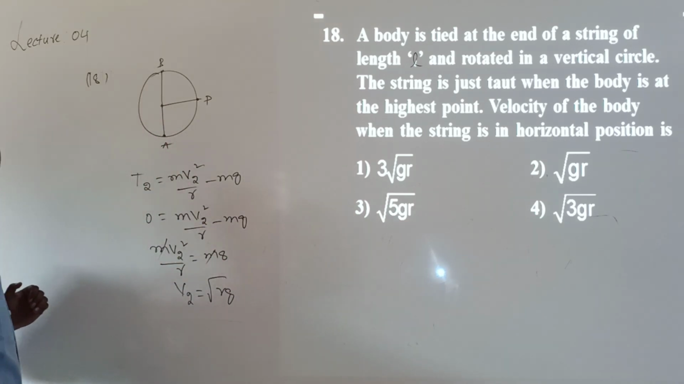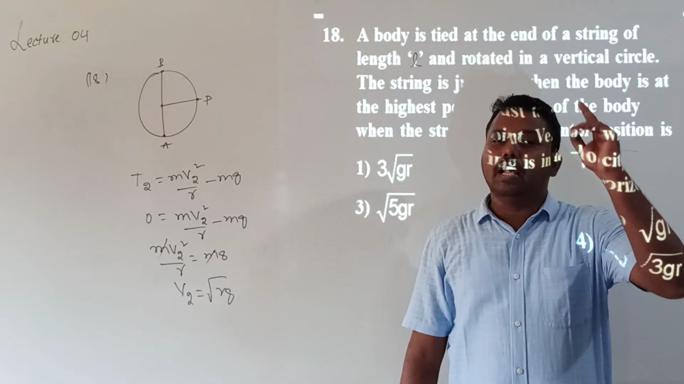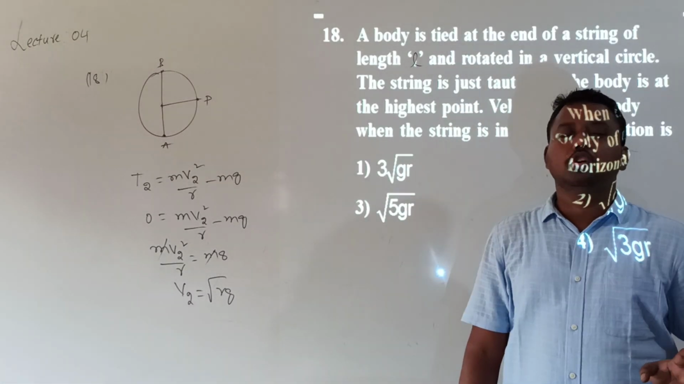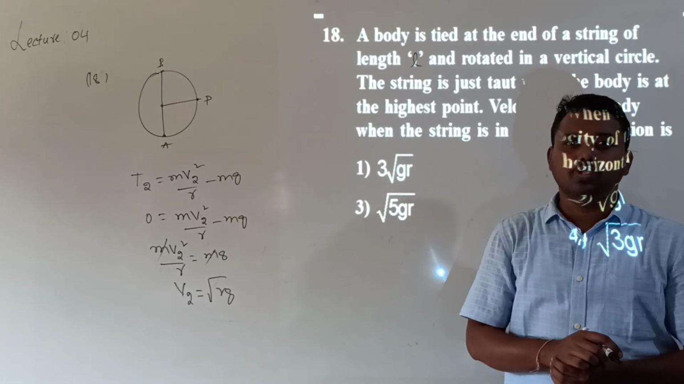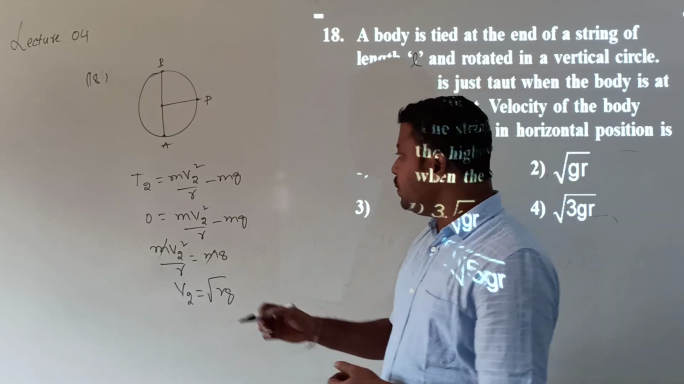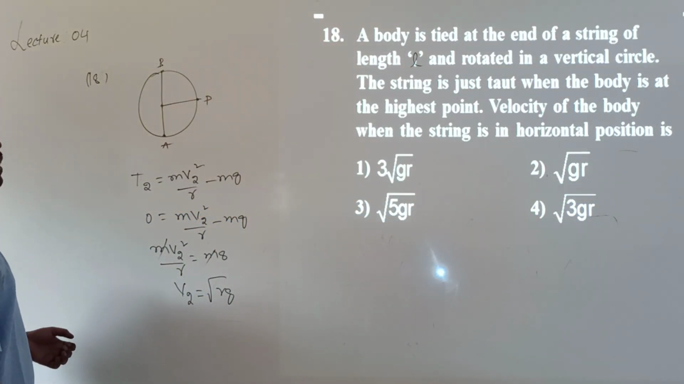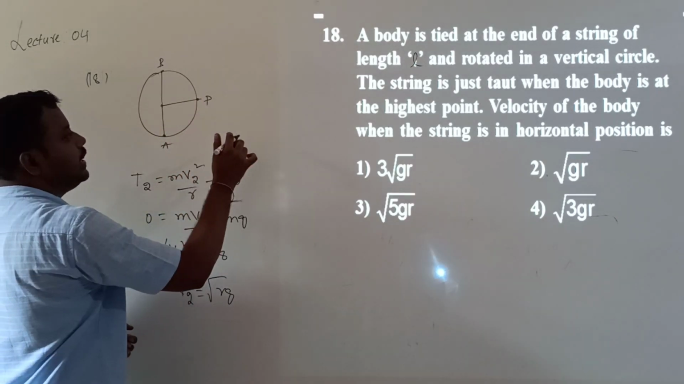This condition you know already. For a body to execute vertical circular motion, the tension in the string at the highest point should become 0. Taut in the sense here, not break, the string will become loose. So tension will become 0. Now they are asking us to calculate the velocity when the string is at horizontal. So calculate the velocity at horizontal.